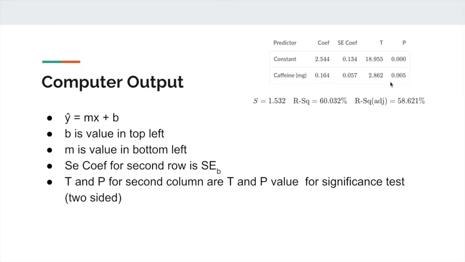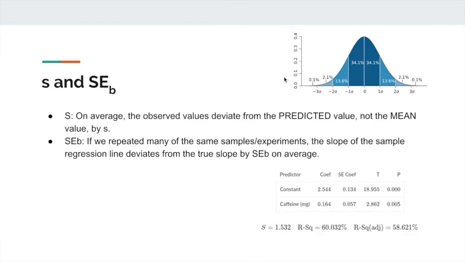T and P in the explanatory variable row are the T and P values for the significance test for slope. Some problems may ask you to interpret S and SEB from the computer output. To interpret S, the standard deviation, we say that when using the least squares regression line to predict the response variable, the true value will deviate on average by a value of S. To interpret SEB, we say that if we repeated the sample or experiment many times, the slope of the sample regression line would vary by a value of SEB from the slope of the true regression line.